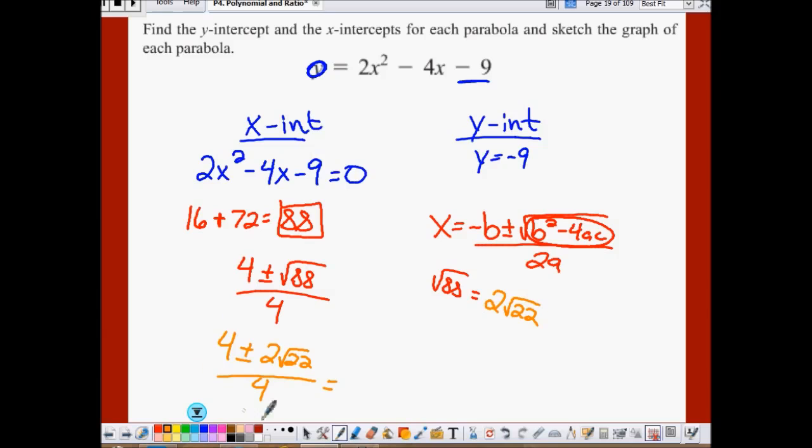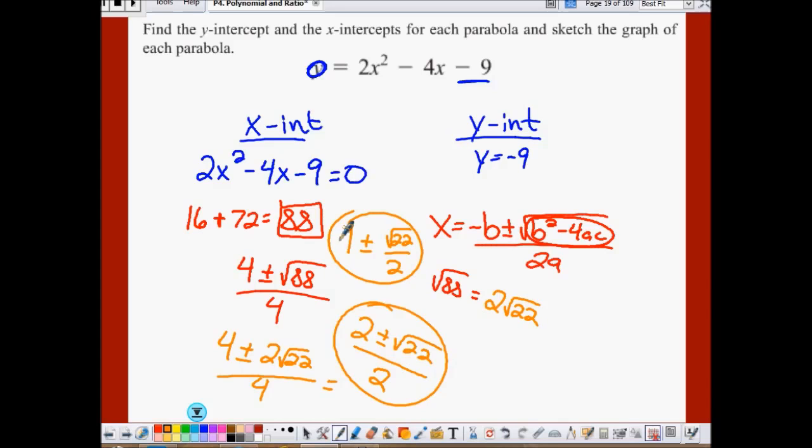Let's go through and divide. We've got 3 terms there. Divide everything by 2. That gives me 2 plus and minus root 22 over 2. If you want to split it, you could write that as 2 over 2 would be 1 plus and minus root 22 over 2. Either one of those answers are fine. That's your x-intercept.